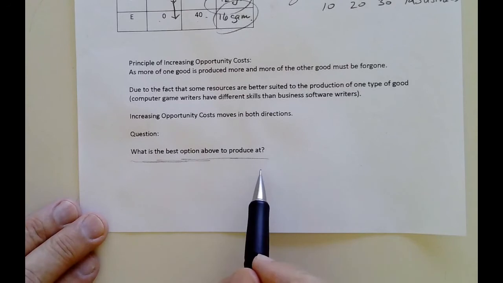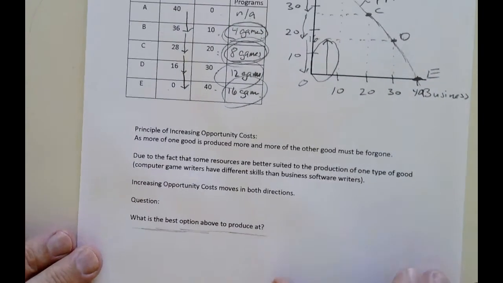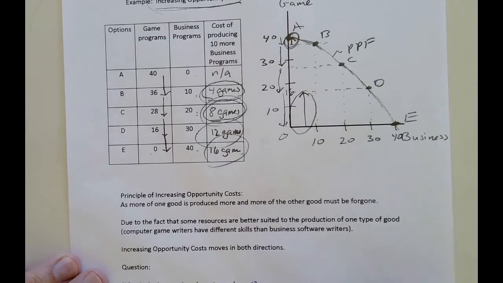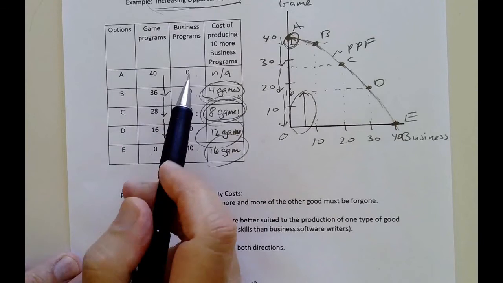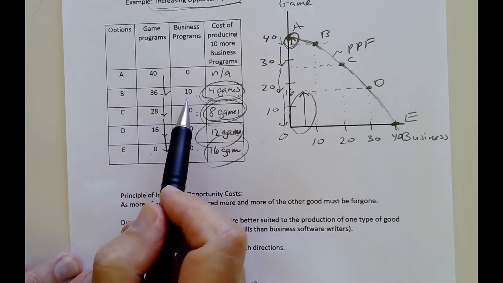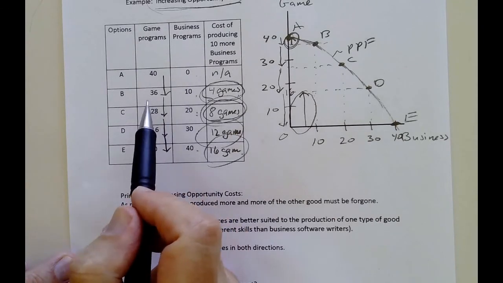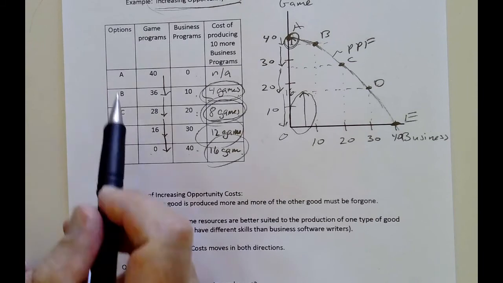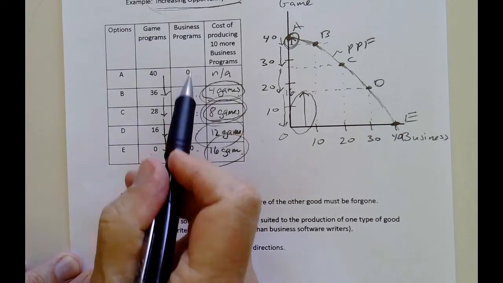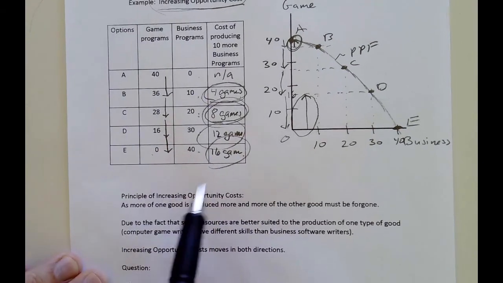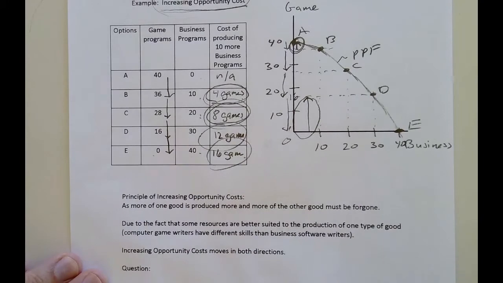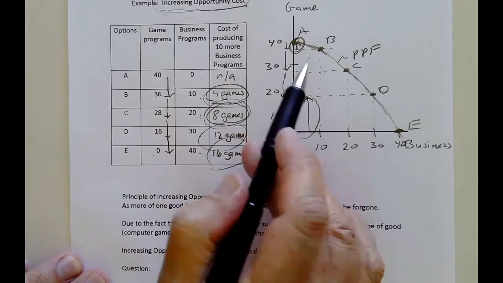So in other words, of all these options up here, we have option A, which is all business programs, and B, we have some game programs here, a little bit less business programs, and so on. And we go down here, we get more business programs and less game programs. And so the question is of A, B, C, D, E, what's the best point? Or along the curve here, what's the best point on the curve?